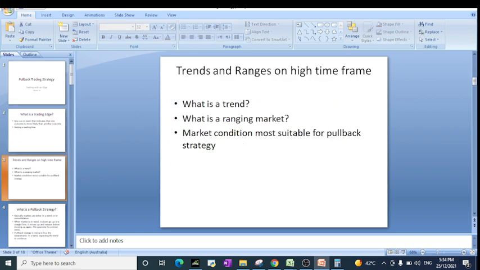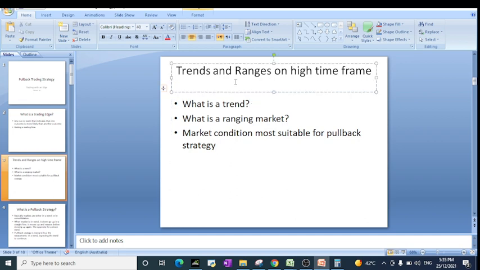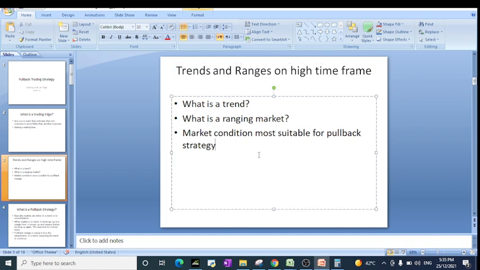So, trends and ranges on higher time frame. What is a trend? Different people have their own way of describing a trend. Some people will say higher highs and higher lows, and some people will say we have a trend when we are closing above the 200 moving average. And others will say that you have a trend when we are above the 50 period moving average. And all this might be correct.